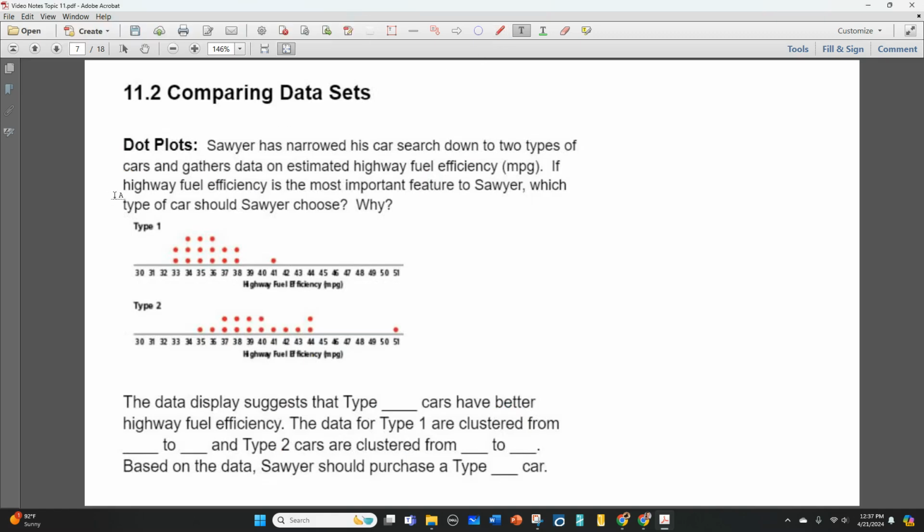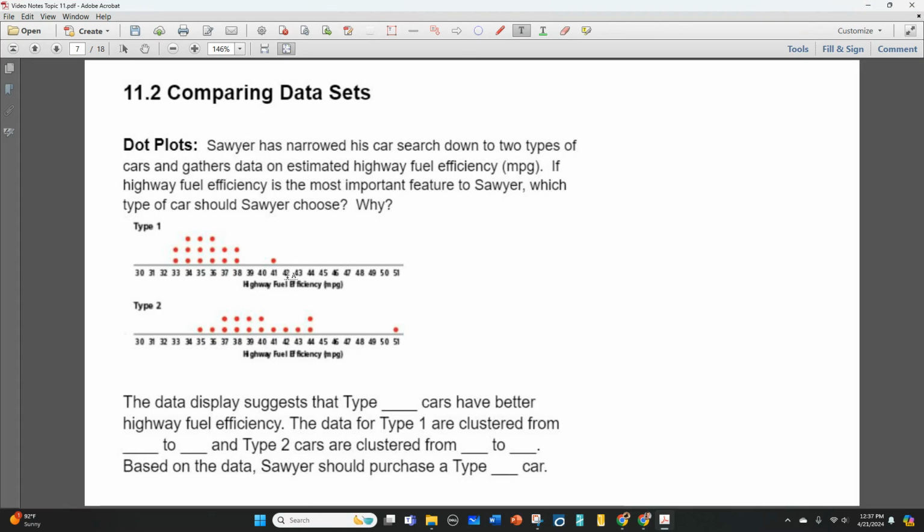So looking at two dot plots here, we're going back to fuel efficiency, miles per gallon, and Sawyer is deciding between a type 1 car or a type 2 car, whatever categories he's put into them. He's decided that highway fuel efficiency is his most important feature, and so the data you see on the screen in front of you is exactly that, highway fuel efficiency. All right, so which car should he choose?